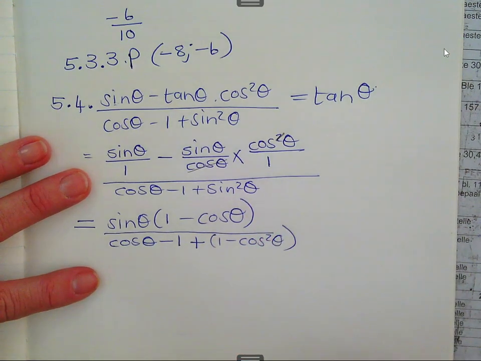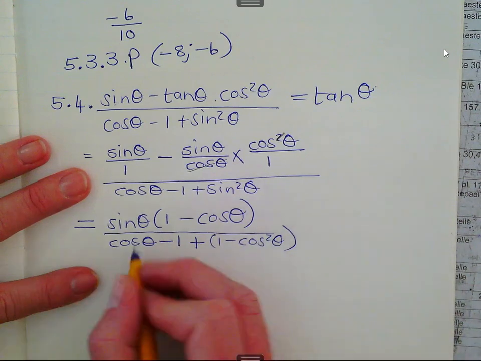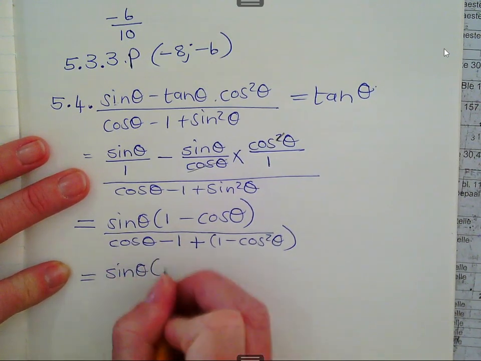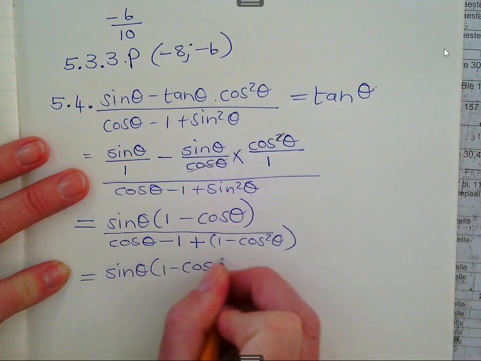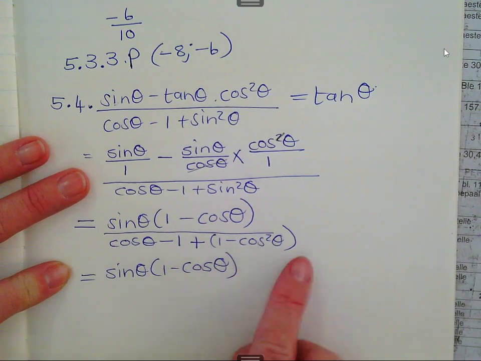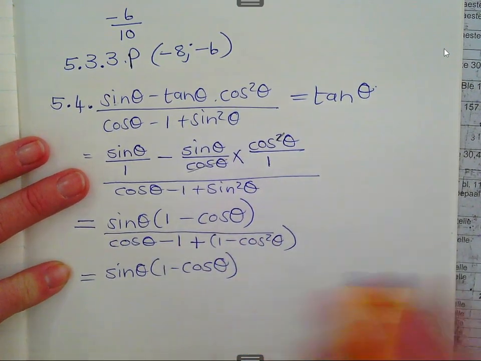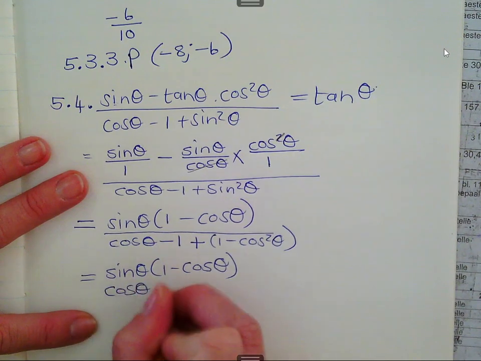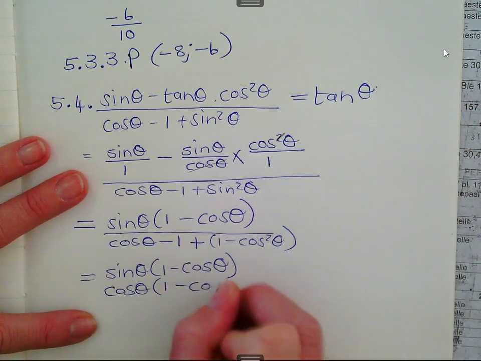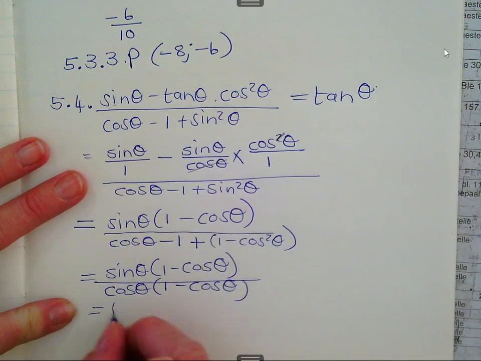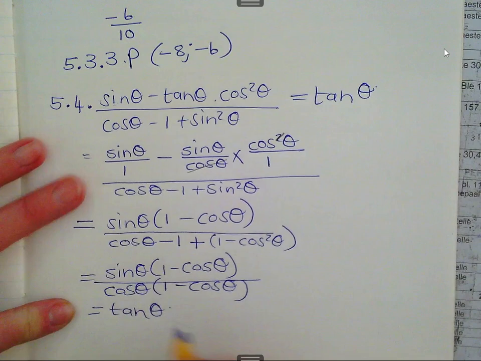Do you understand what I did? Okay. Minus 1 plus 1, it's gone. So I have at the top sin theta times 1 minus cos theta. At the bottom at this stage I've got cos theta minus cos squared theta, oh, minus cos squared theta. So I can take a cos theta out in common. I'll be left with 1 minus cos theta. Got the same thing at the top and the bottom, they cancel out and my answer is tan theta.